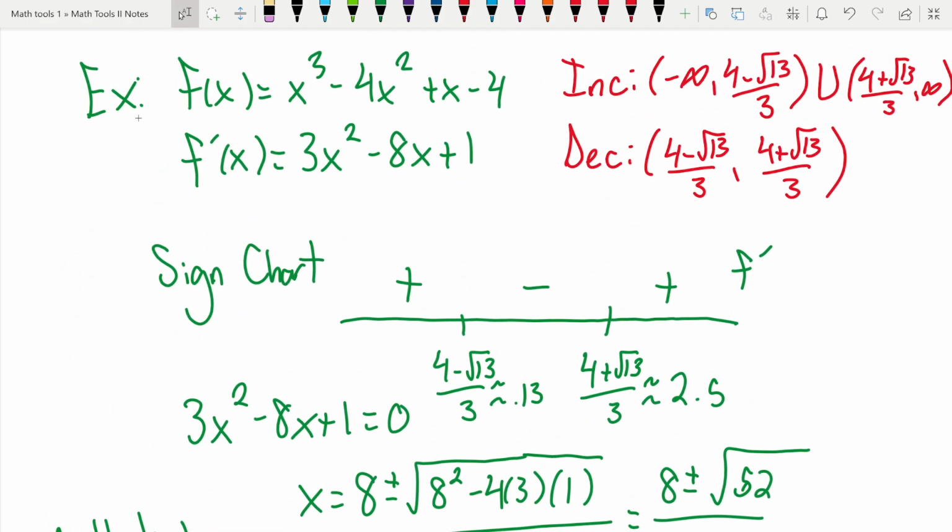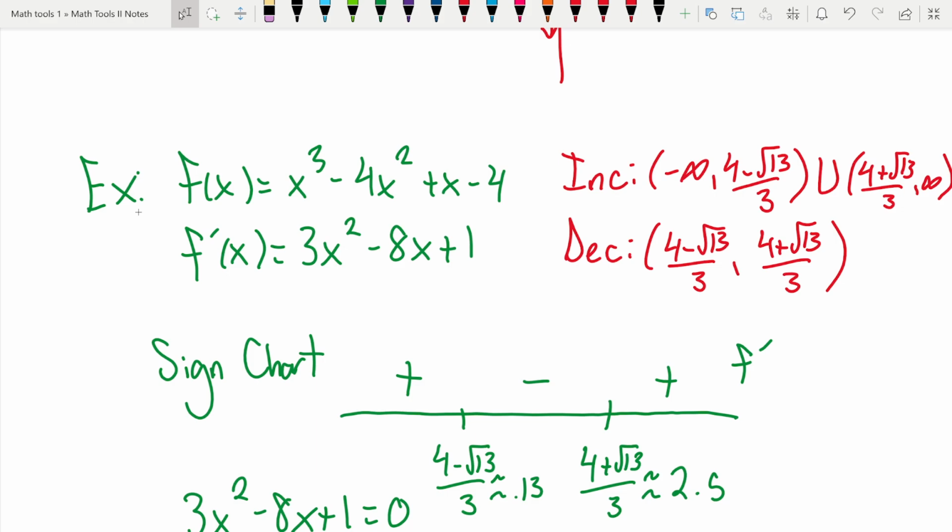So now we want to investigate, okay, notice that these increasing and decreasing intervals are not including the endpoints here. So what exactly is happening at those in between points? Like what's happening at 4 minus root 13 over 3 and 4 plus root 13 over 3. And if you look at the graph, you'll see that's where we're going to have the local max and the local min. And depending on whether it's going from increasing to decreasing or vice versa, that will tell us exactly which one it is without having to look at the graph.